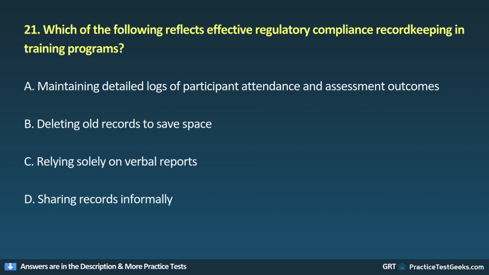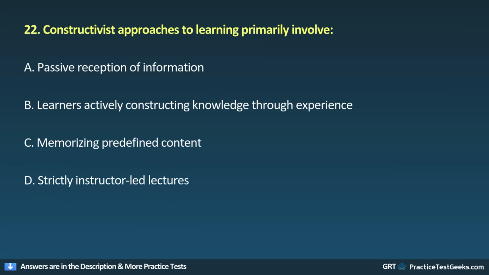Which of the following reflects effective regulatory compliance record-keeping in training programs? A. Maintaining detailed logs of participant attendance and assessment outcomes. B. Deleting old records to save space. C. Relying solely on verbal reports. D. Sharing records informally. 22.